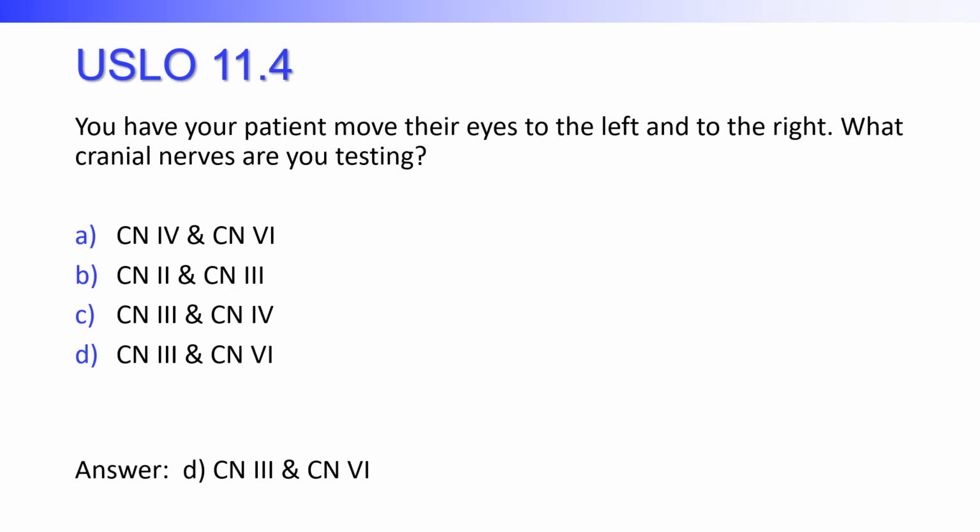So let's think about this. Cranial nerve 6 innervates the lateral rectus muscle, which is what causes the eye to move laterally. But what causes the eye to move medially? Well, that would be the medial rectus muscle, and that is innervated by cranial nerve 3.